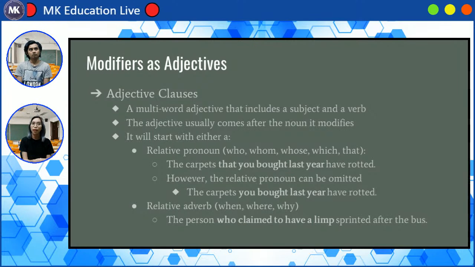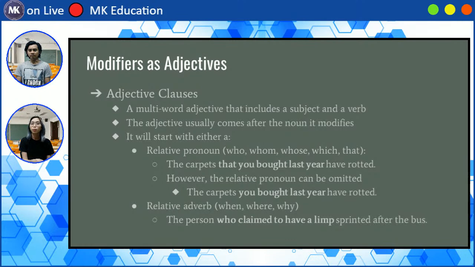We also have adjective clauses. A multi-word adjective that includes both a subject and a verb. The adjective usually comes after the noun it modifies, okay? It will start with either a relative pronoun, for example, who, whom, whose, which, that. Okay, we have sample sentences here. The carpets that you bought last year have rotted. So that is our clause: that you bought last year, and it started with a relative pronoun.